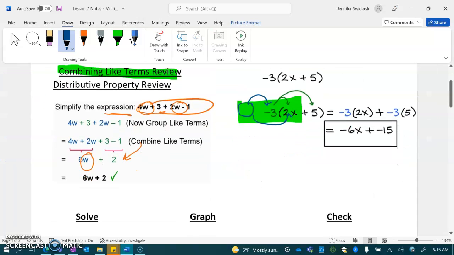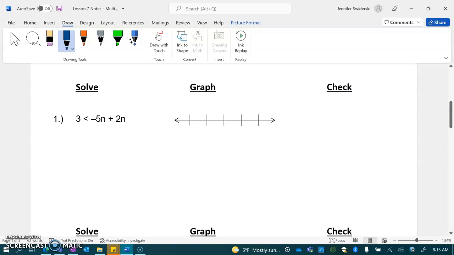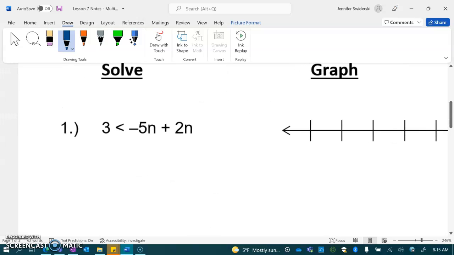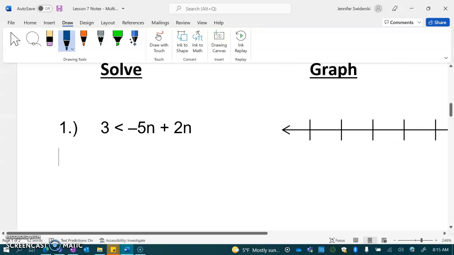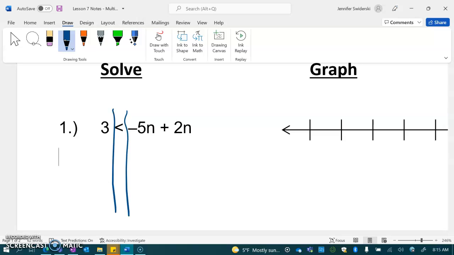All right, so down below for number 1, the first thing we have to do is draw on our railroad tracks and combine our like terms. I see we have -5n plus 2n. When I combine those, I get -3n. I'm going to bring down the rest of my expression. To get n by itself, I know I'm going to have to divide both sides by -3. When I divide by a negative, we flip the sign.